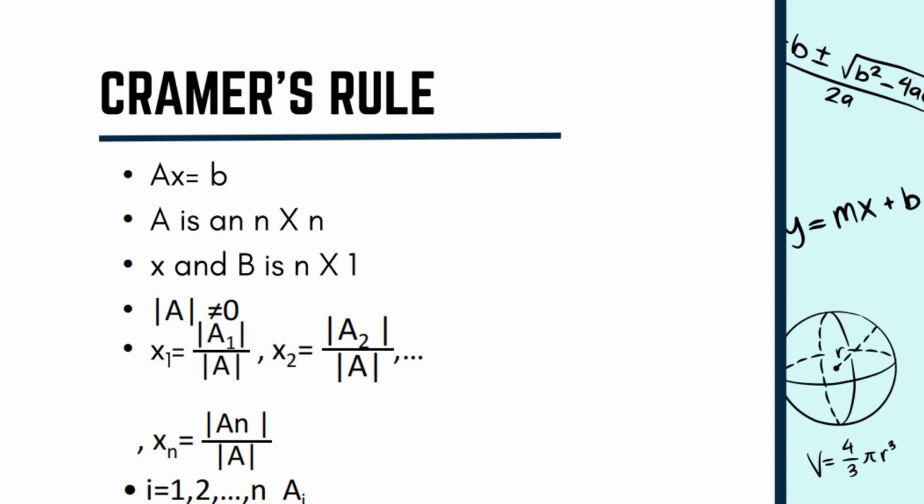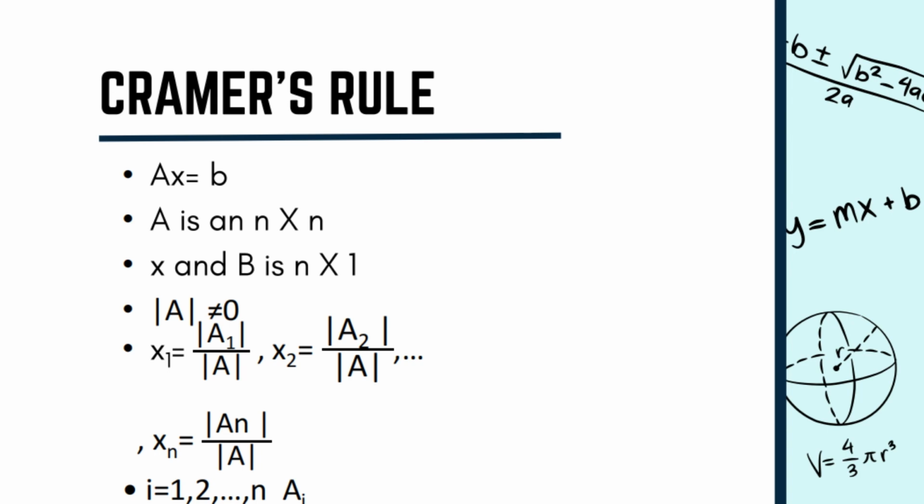And now, we have another method that can be used to solve a system of linear equations, that is Cramer's rule. Just like the inverse matrix method, we must put the system of linear equations into the form A times x equals B, where A is an n times n matrix, and x and B are n times 1 matrices. If the determinant of A is not equal to 0, then the solution for the system can be obtained. The formula for Cramer's rule is x_i equal to the determinant of A_i over the determinant of A, where i equals 1, 2, until n.